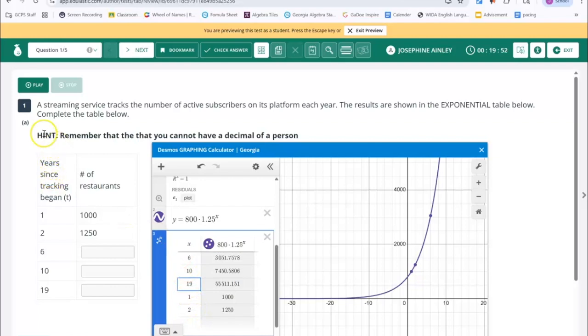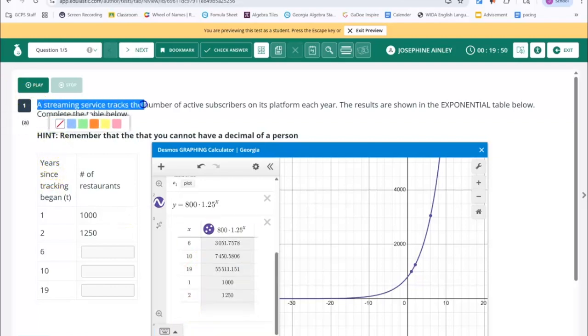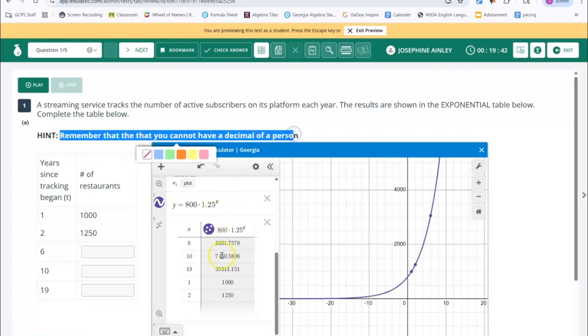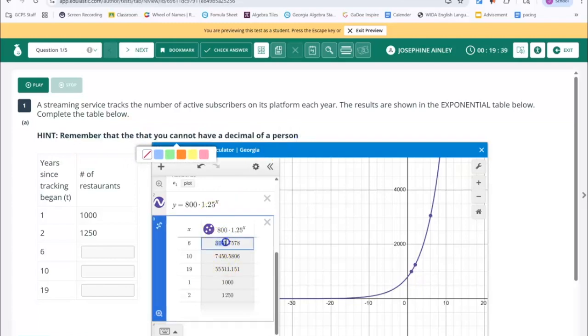However, be very careful to make sure you read the question. A streaming service tracks the number of active subscribers. Who are subscribers? People. And that's why it says hint: remember that you cannot have a decimal of a person. So I cannot have 3,051.7578 subscribers. That doesn't exist. I also cannot round up, because if I round up, it will say I have 3,052 subscribers, which I don't. So right now at 6, I have 3,051 subscribers. Sometimes you'll round depending on the question, but right now I cannot round it because of the question.